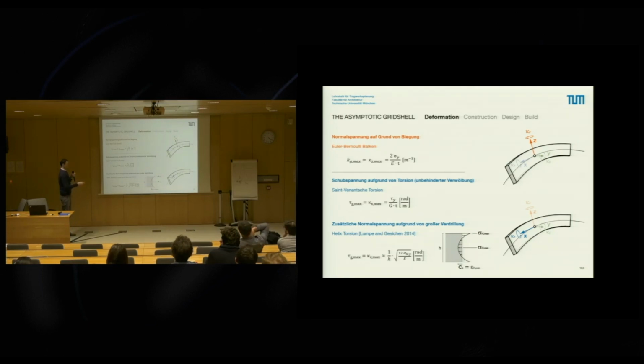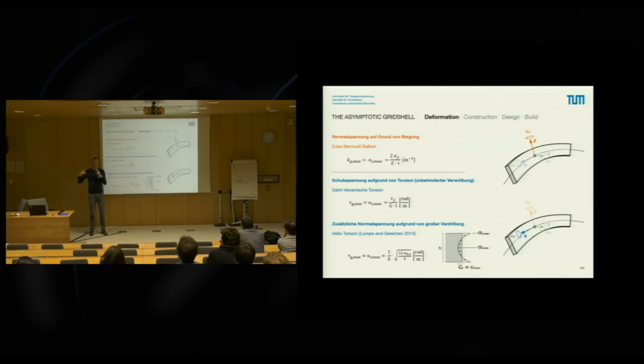To calculate the curvature left and right, the bending, we can use the Euler-Bernoulli formula. And if we want to calculate the twisting, we use 2 formulas actually. We use the Saint-Venant formula to get the shear stresses from that torsion. But additionally, what we have to calculate is the helix torsion. So these are additional normal stresses.